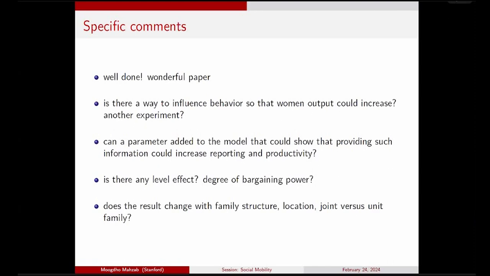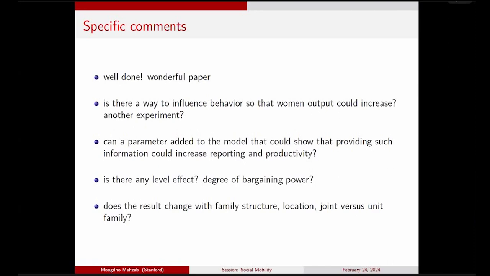So is there a way to influence behavior so that women's output could increase? Another experiment. So what I'm trying to say here is, we know that this is the outcome, this is what's happening in the household. Now, is there a way, if we provide this information, that look, this is what is happening, this is how women are reducing their productivity if the income is reported, given this information, whether it could change the behavior of the woman or whether it could reduce the already negative effect that we are getting.